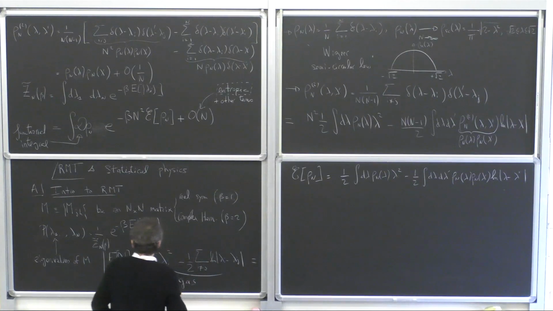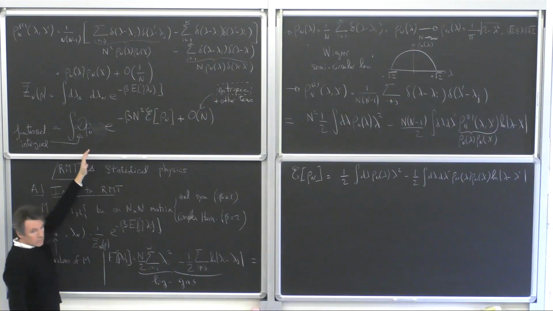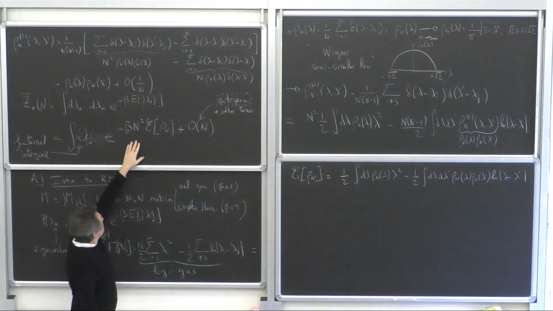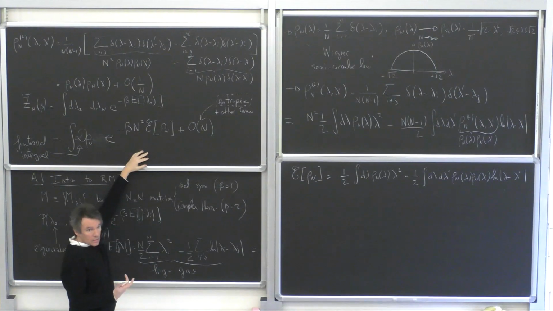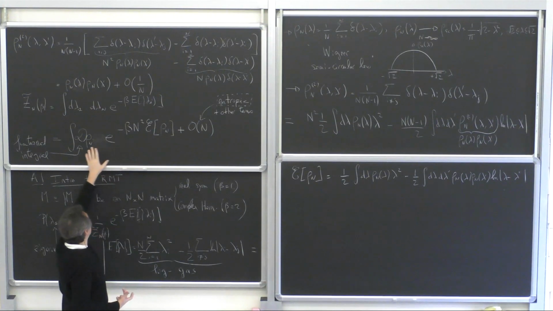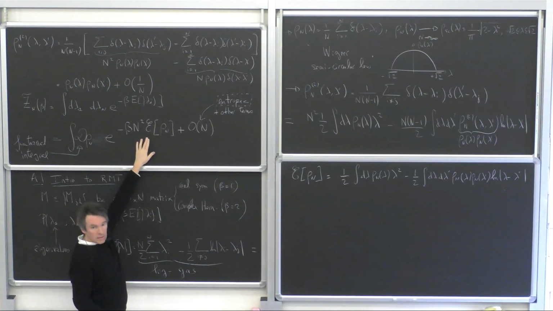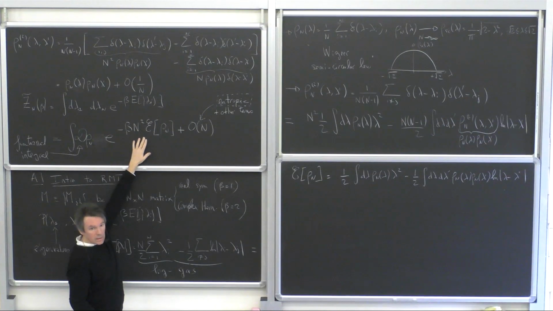So what is nice now is that if you look at that, and if you want to evaluate this path integral, this functional integral, in the large n limit, because of this n squared term here, the typical density that will dominate this functional integral will be the one that minimizes this functional. Okay. So what you need to get is to minimize this guy here.